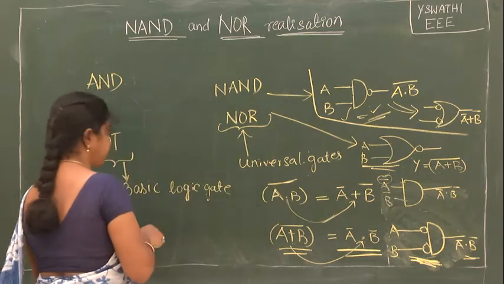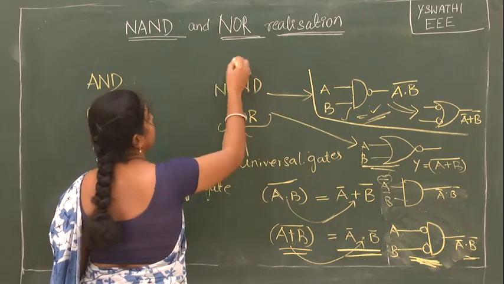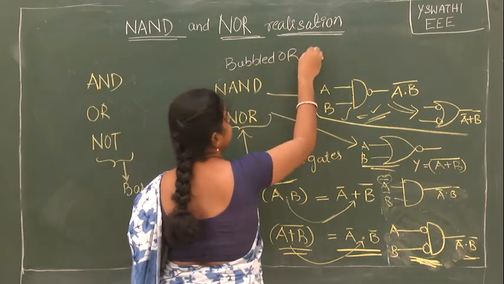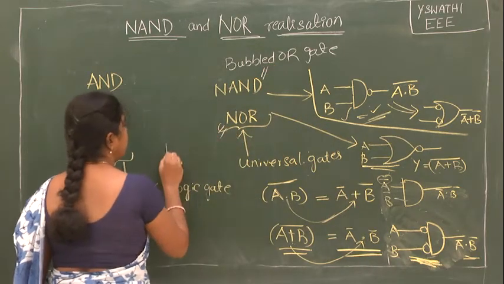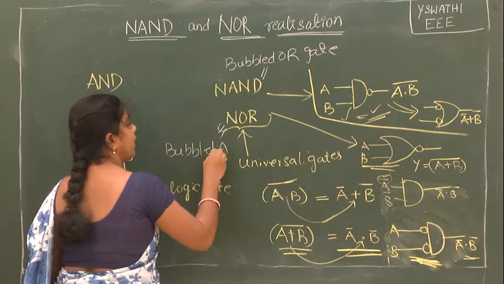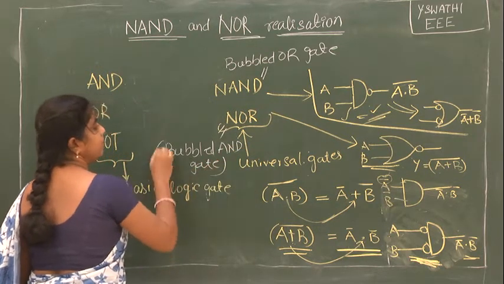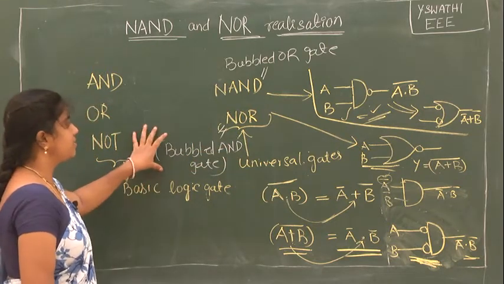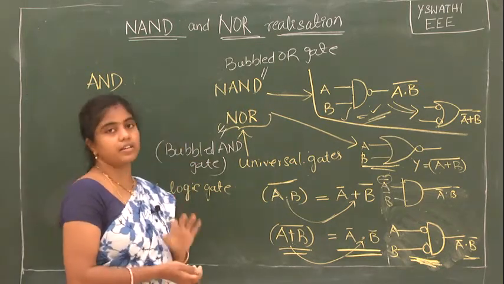So here we can write the NAND equivalent: bubbled OR gate is nothing but NAND gate, and bubbled AND gate is nothing but NOR gate. So this helps us to understand the procedure of NAND and NOR gate realization. Now we move on to the NAND and NOR gate realization.